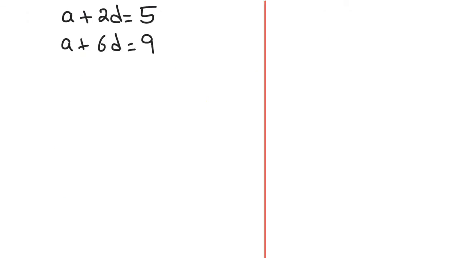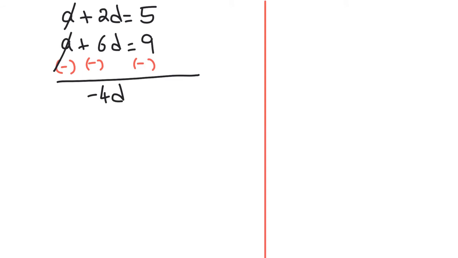So we know the two linear equations. We will solve these linear equations by the method of elimination. So we will change the plus to the minuses in the second equation. So then we will get plus a minus a cancels. 2d minus 6d is minus 4d equal to 5 minus 9, which is minus 4.